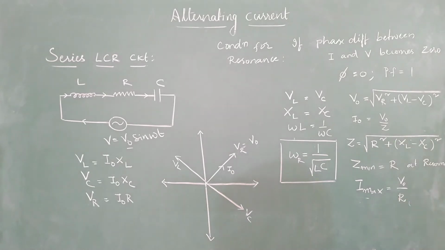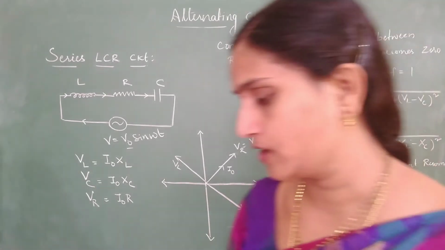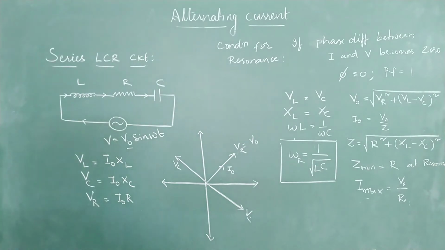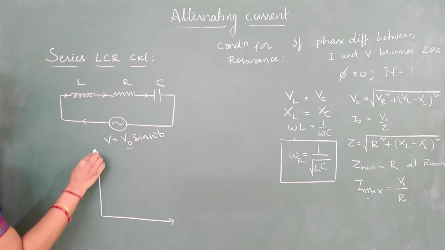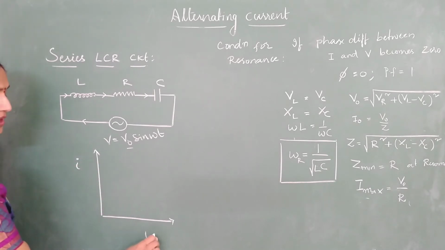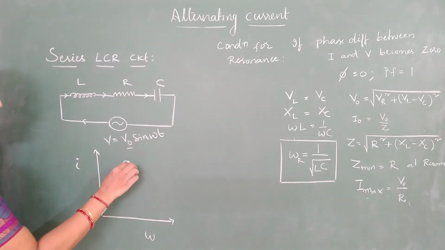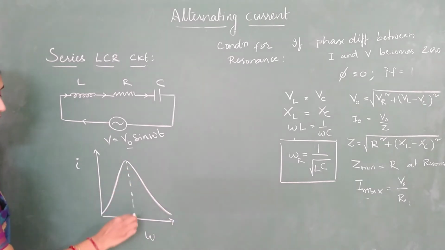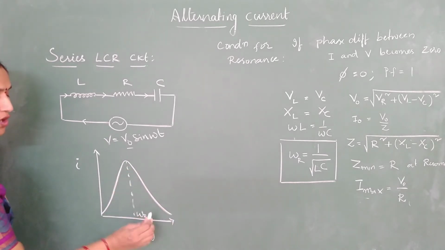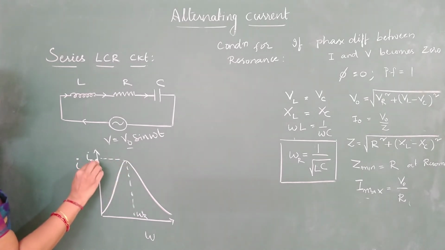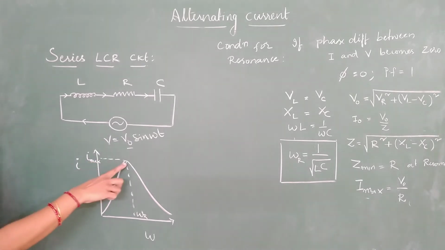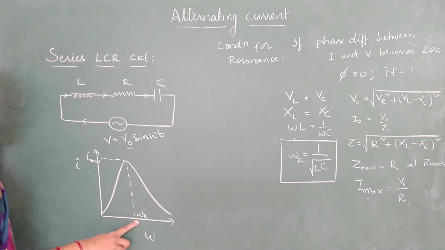We have studied all these in the series LCR circuit. Then when you plot a graph between current and frequency, what was the nature of the graph? Look at the nature of the graph between current and frequency. Current was reaching its peak value and then decreasing again. It reaches the peak value at a particular frequency called the resonating frequency. The peak value of current I write as Imax or I0. So current has reached its maximum value at the resonating frequency.